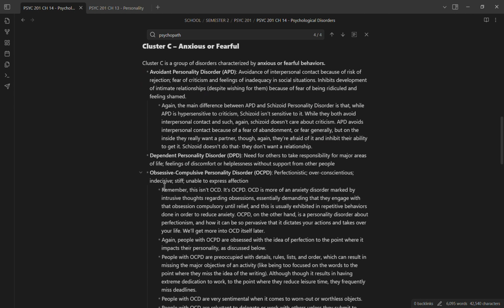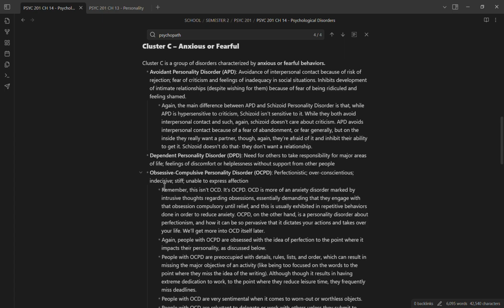Here we're looking at avoidant personality disorder, first and foremost. Avoidant personality disorders essentially show avoidance of interpersonal contact because of risk of rejection, fear of criticism, and feelings of inadequacy in social situations. It inhibits development of intimate relationships despite wanting them because of fear of being ridiculed and ashamed.